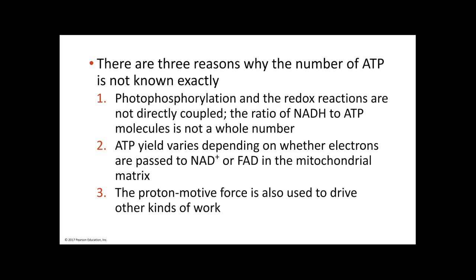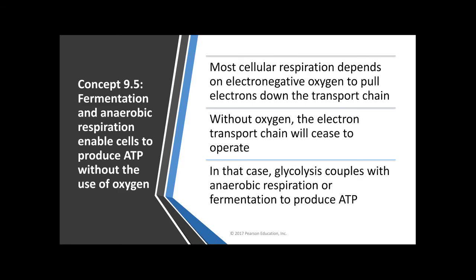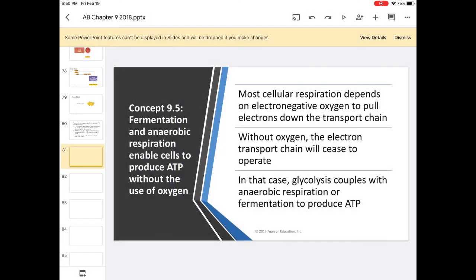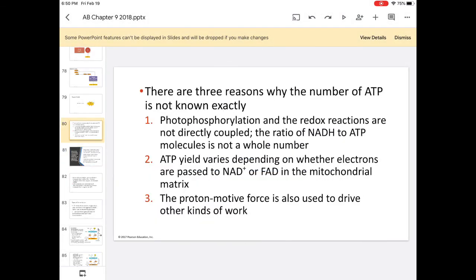Now, depending on what electron carrier actually takes the electrons, that also will vary how much ATP is going to be made. And then the proton motive force, which drives the ATP synthase, is also involved in other activities. And so one day it could make more ATP than another, and that will vary as well.